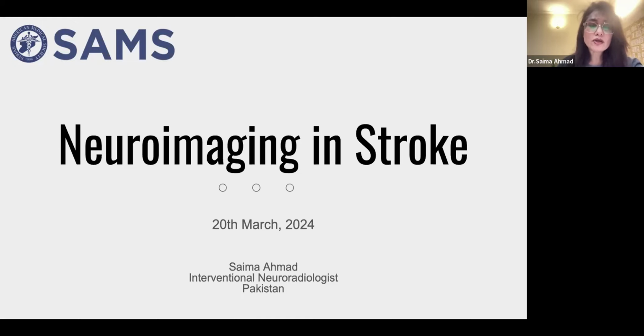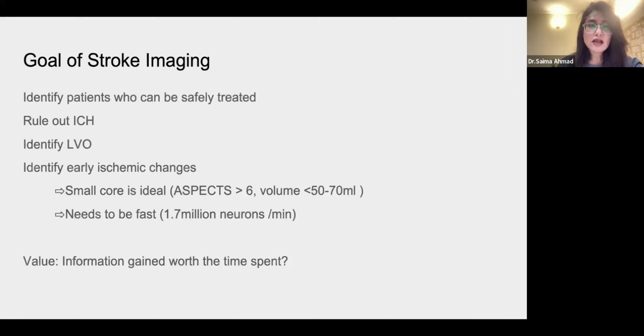So today I'll be talking about neuroimaging in stroke. First of all, what is the goal of stroke imaging? The goal of stroke imaging is to identify the patients who can be safely treated. Obviously, it can be done by ruling out intracranial hemorrhages and by identifying large vessel occlusion. Also we have to see the early ischemic changes. A small core is ideal, and the core can be identified by the ASPECTS, which should be more than 6, and the volume 50 to 70 ml. We will be talking more about this volume thing later in the lecture.